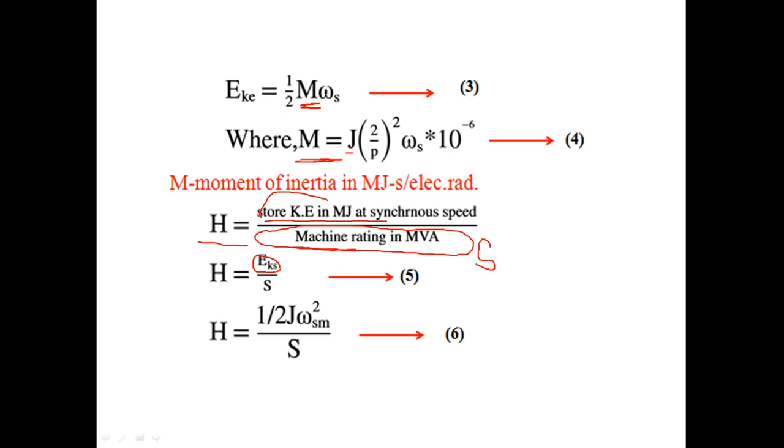Okay, so I'm just substituting the value here. So I'll be getting half J omega sm square divided by S. Okay, so this is the formula to find the inertia constant as well as the moment of inertia in electrical radian. After substituting the inertia constant, I'm going to substitute this in equation 3 and in 5.